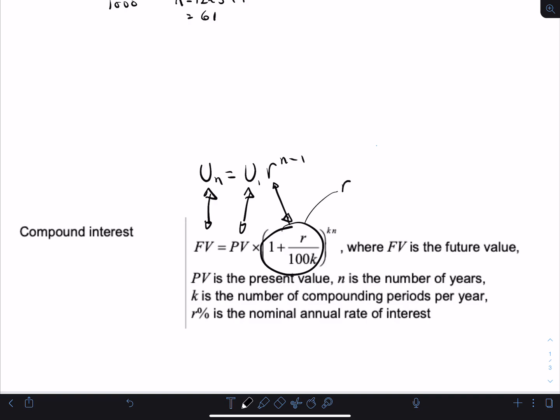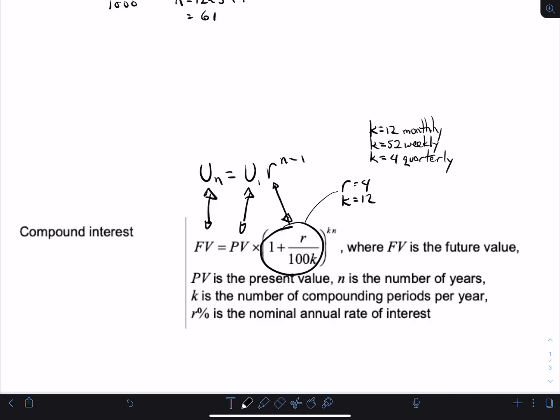R is the rate in percentage. So if we go back to the problem above, our example, this would actually just be 4%. Not 0.04, just 4, because they do the division by 100 in the formula. K is how many compounding periods you have per year. So for us it'd be 12. K equals 12 if they say monthly in their problem, K equals 52 if they say weekly, because there's 52 weeks. K equals 4 if it's quarterly, etc.